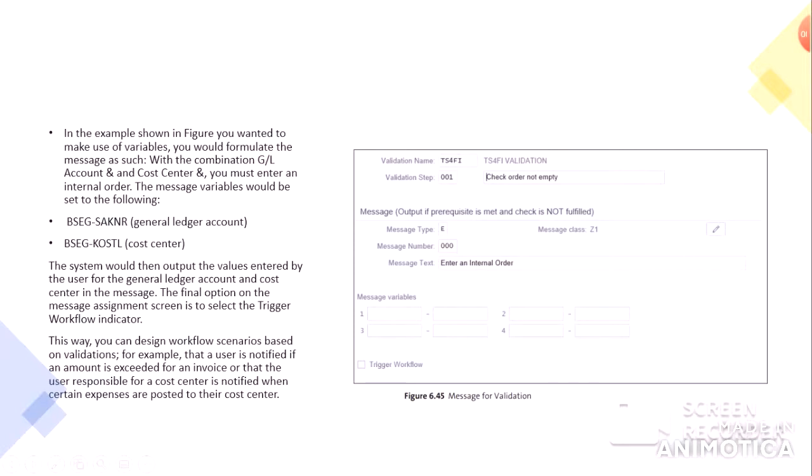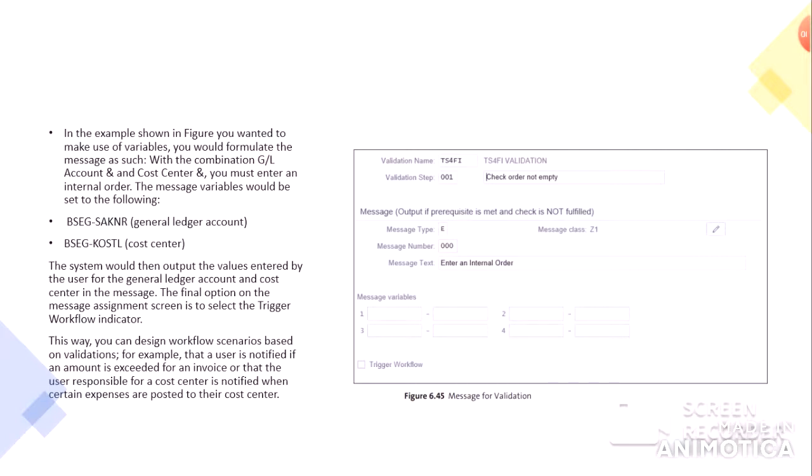The final option on the message assignment screen is to select the trigger workflow indicator. This way you can design workflow scenarios based on validations. For example, that a user is notified if an amount is exceeded for an invoice, or that the user responsible for a cost center is notified when certain expenses are posted to their cost center.